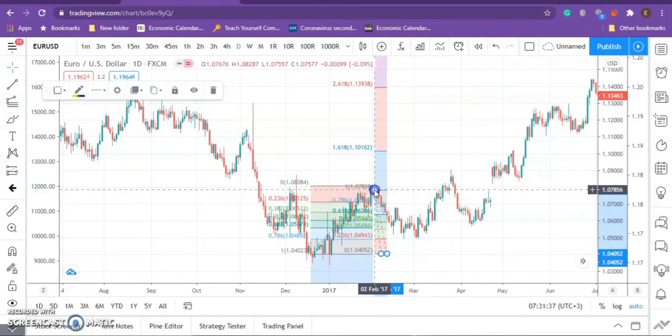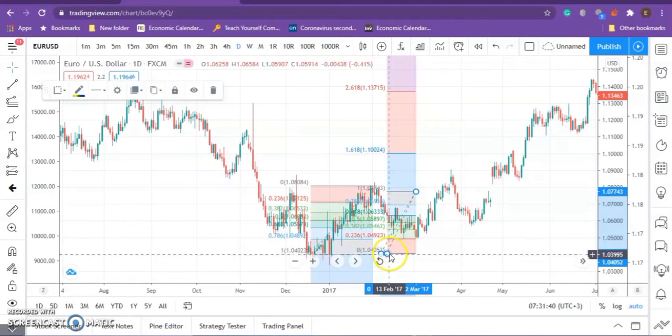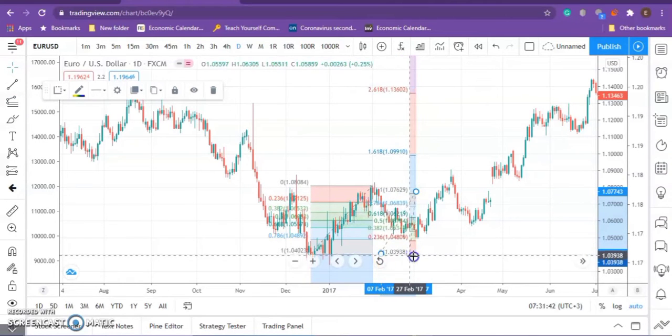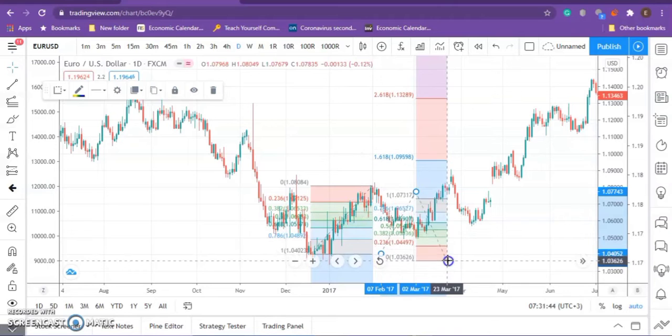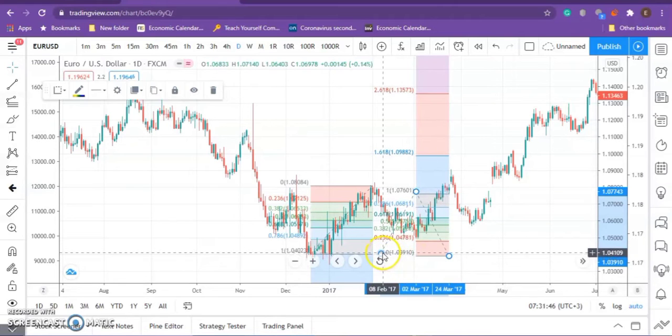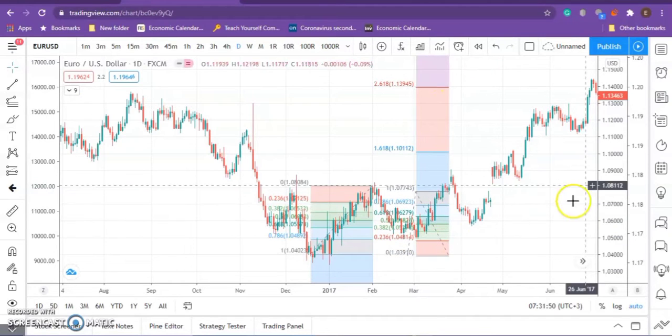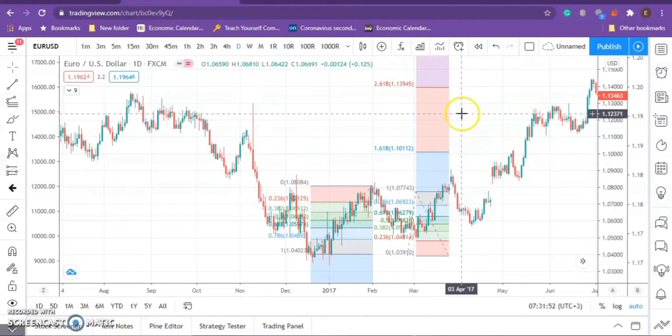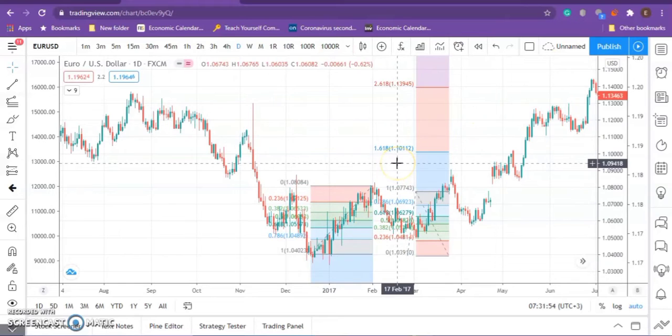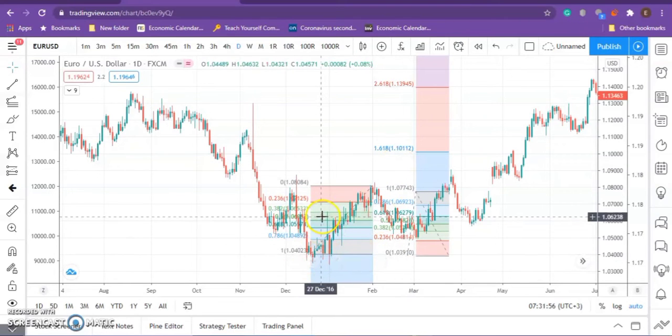I hope these numbers are not confusing you guys. But I find it better doing this on the MetaTrader 4 or 5 platform. It's actually much better. So it's something like this.